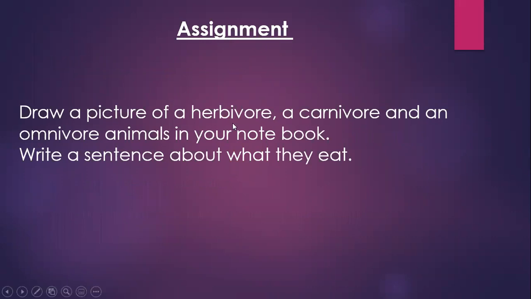Draw a picture of a herbivore, carnivore, and an omnivore animals in your notebook. You have to draw these animals. You can see from your science book, you can find it, or you can also draw any other animal which is an example of herbivore, one carnivore, and omnivore. Then write a sentence about what they eat. After seeing all this lecture, you can easily find that who are herbivores, who are carnivores, and who are omnivores, and what things they eat.